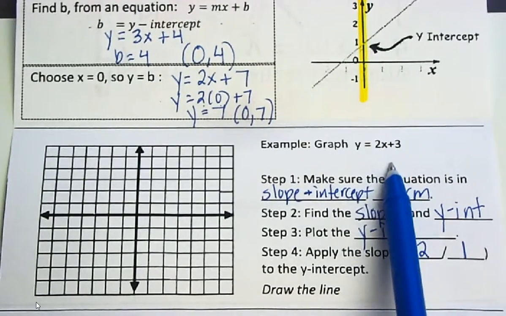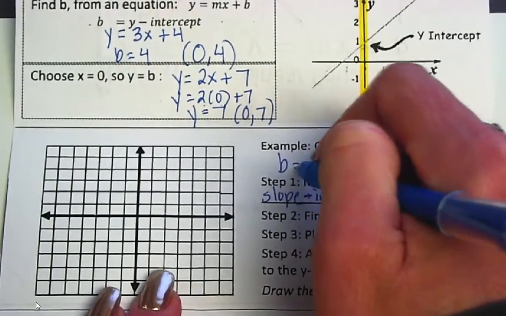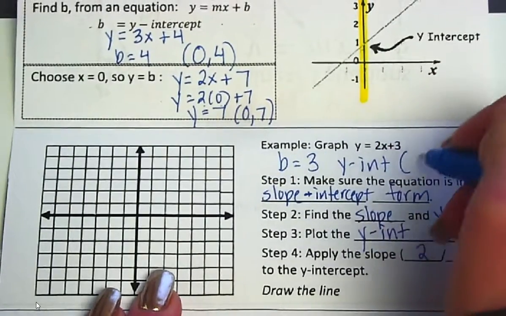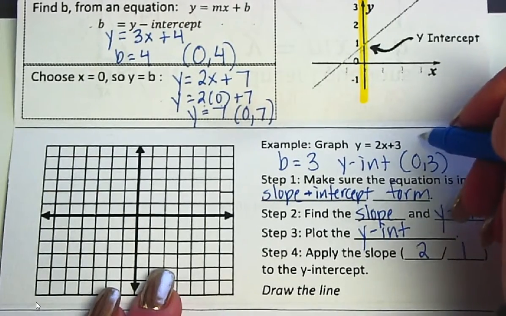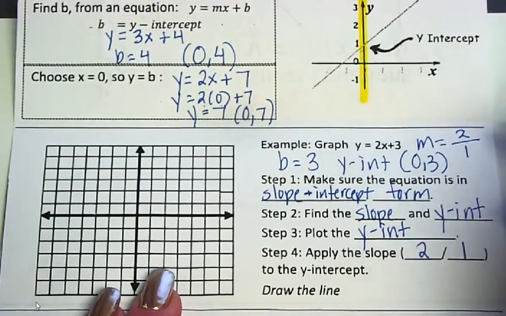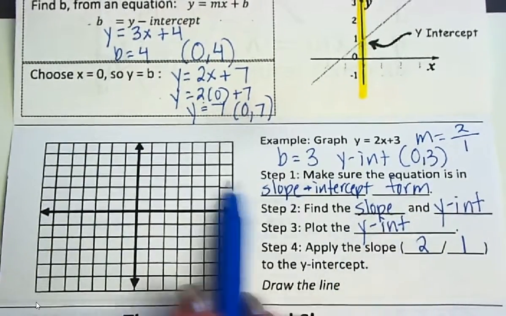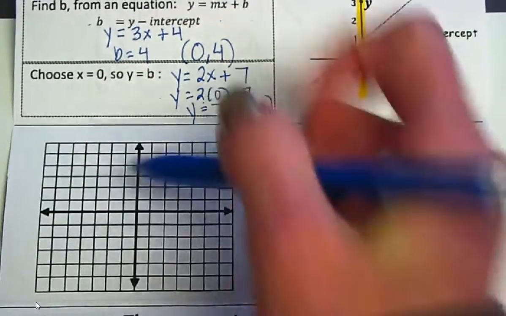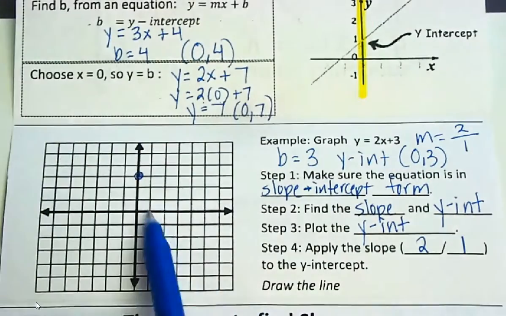So what is my y-intercept? Let's go through and try the steps. What's my y-intercept? What's b? 3. So that means my y-intercept is what? (0, 3). Okay. What's my slope? 2. So it's 2 over 1, right? I'm just putting it into that rise over run. So what I'm going to do is go to my graph and plot my point for my y-intercept, which is 0, 1, 2, 3. So this is my y-intercept.